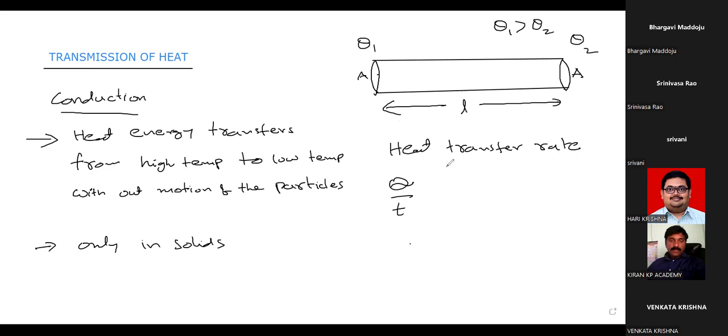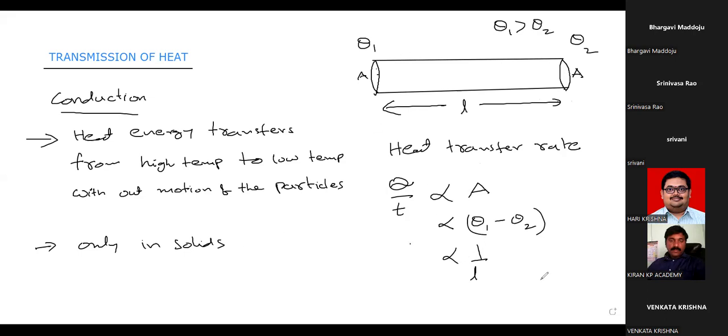Q is the energy transferred in t seconds from one end to the other end, which is proportional to the cross-section area, and proportional to the temperature difference. The more the temperature difference, the more heat energy will travel. And it is inversely proportional to the length of the rod. If the area is more, more energy will travel. If the temperature difference is more, more energy will travel. If the length is more, less energy will travel from one end to the other.